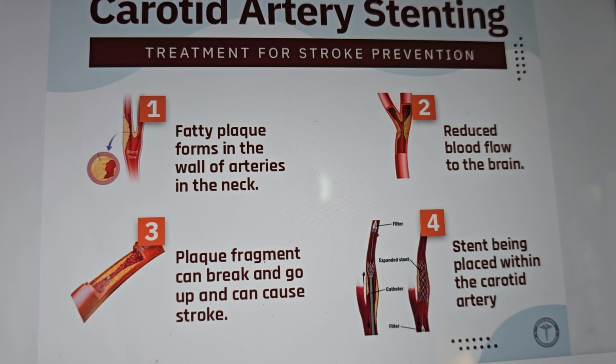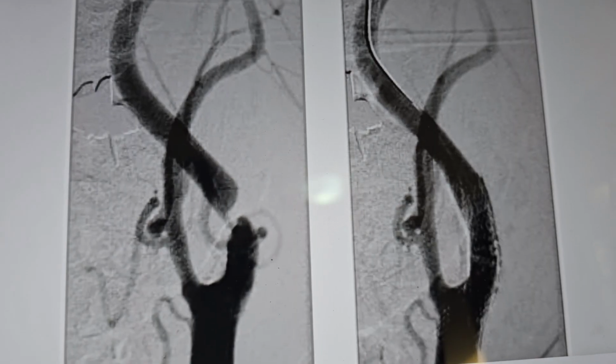Fatty plaque forms in the wall of the artery in the neck and reduces blood flow to the brain, and plaque fragments can break off and travel up and cause a stroke, so a stent is placed within the carotid artery. Carotid artery stenting is a reasonable alternative to carotid endarterectomy in select patients with high-grade symptomatic stenosis of more than 70% or asymptomatic carotid artery stenosis.